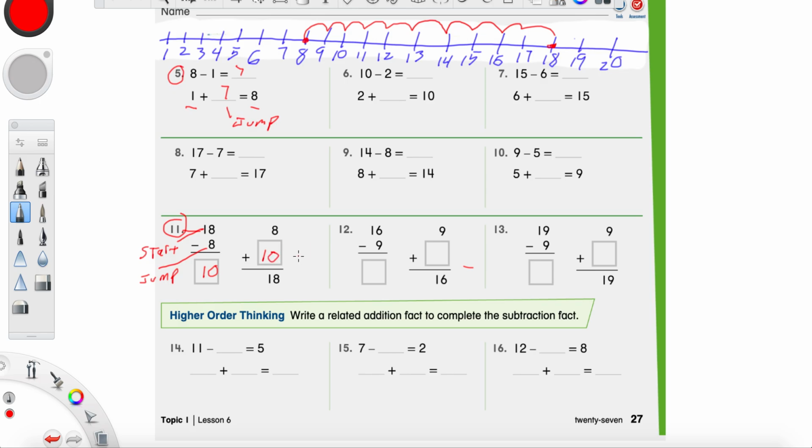So don't forget that when you have subtraction, and if you don't like subtraction, you can add to subtract by just finding that missing part. That's it.